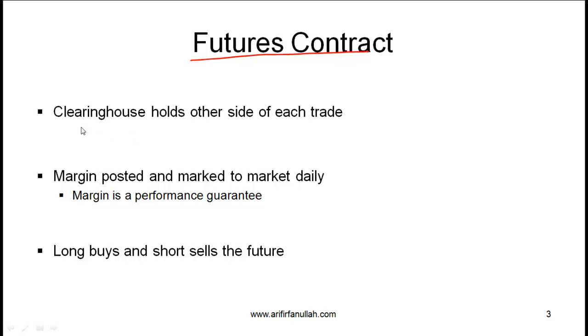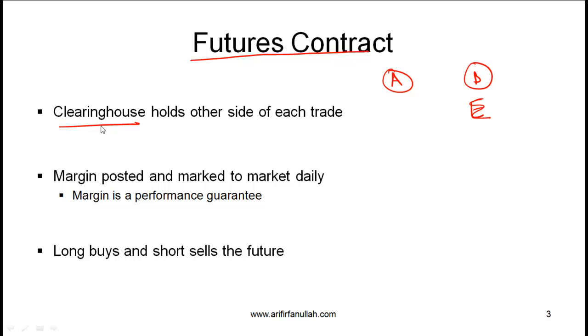In a futures contract, the clearinghouse holds the other side of each trade. Now again, this is best understood in contrast with a forward contract. In a forward contract, if you recall from our earlier lecture, we have two parties, A and B, and the forward contract is between those two parties. In a futures contract, the counterparty will always be a clearinghouse, which is part of an exchange. So let's just call it the clearinghouse. So if you want to go long on one contract for cotton, then your counterparty will be the clearinghouse.